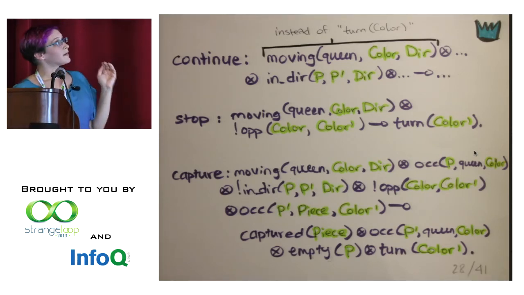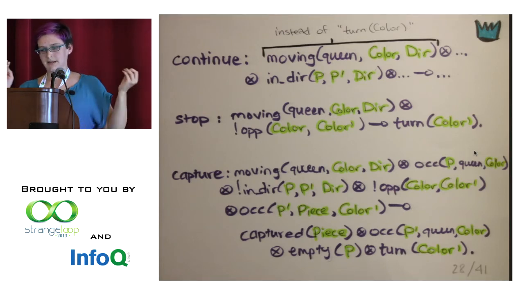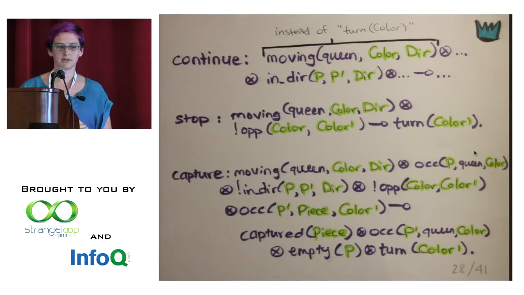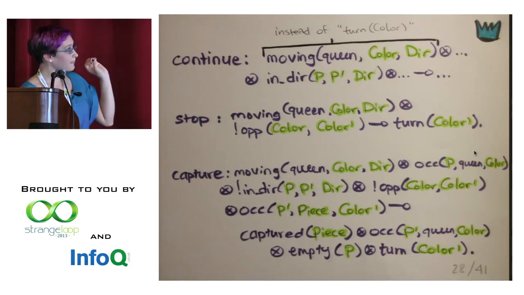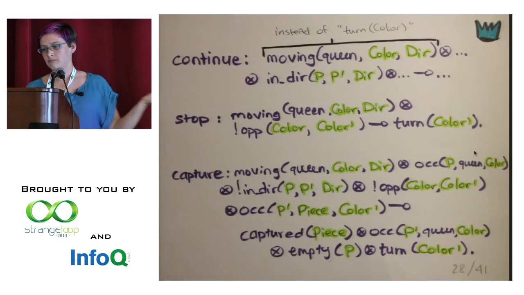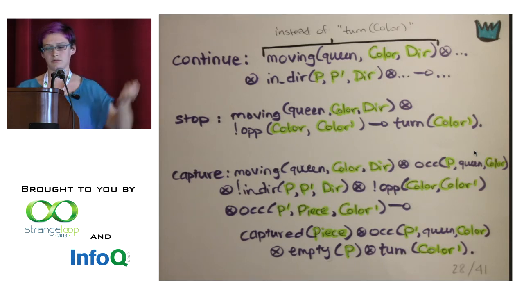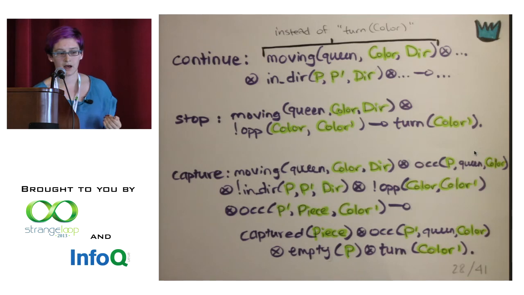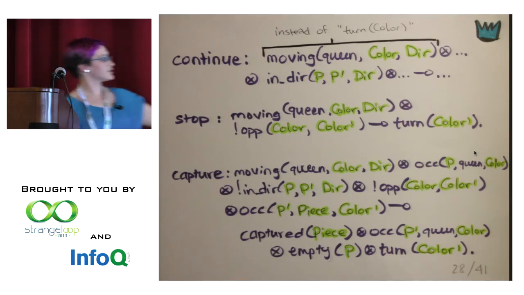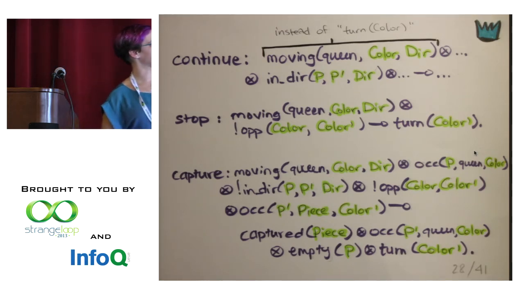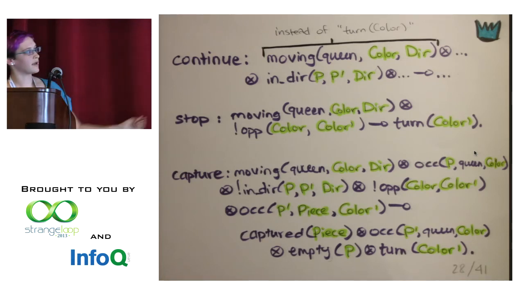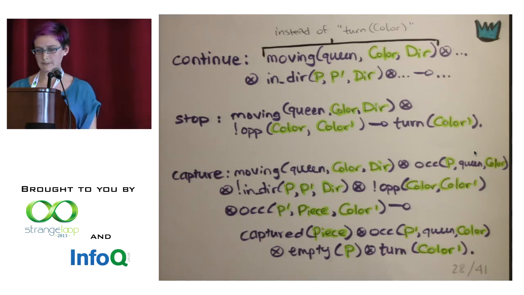Then we can stop, which is just taking the fact that the queen is moving and transitioning to the other player's turn. And finally, we can capture, which again looks fairly similar to the movement rule, except instead of requiring the piece that we want to move to be empty, we specify that there's a piece there of the opposite color, and then we transition to a situation where that piece is captured. And of course, change whose turn it is.